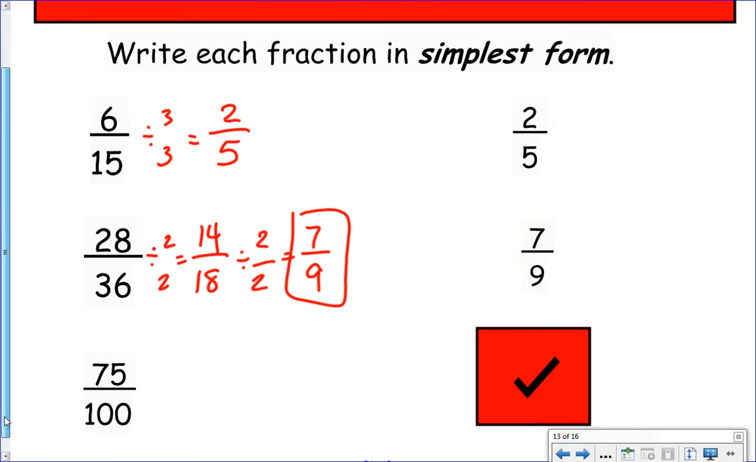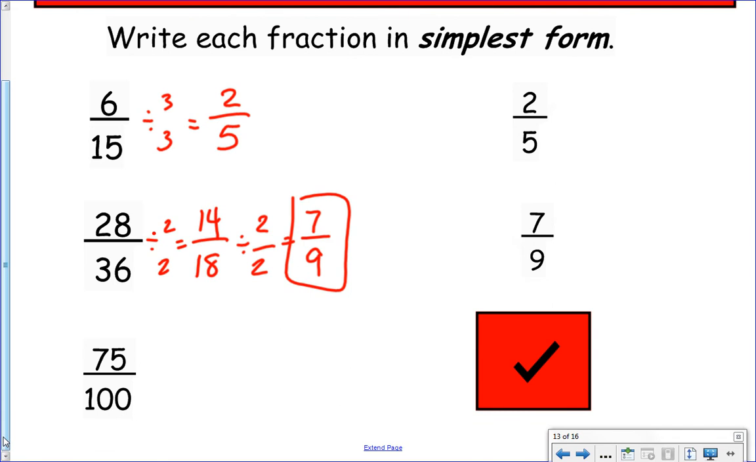All right, and down here I've got 75 over 100. I've got something that ends with 5, so 75. So I know I can't go with 2's. I know I can't go with 3's, so I'm probably going to start with 5's. So I can divide down by 5's if I want to. But I also know by looking at this, it kind of looks like money. And I know that quarters or 25s can go into that. So let me do it both ways.